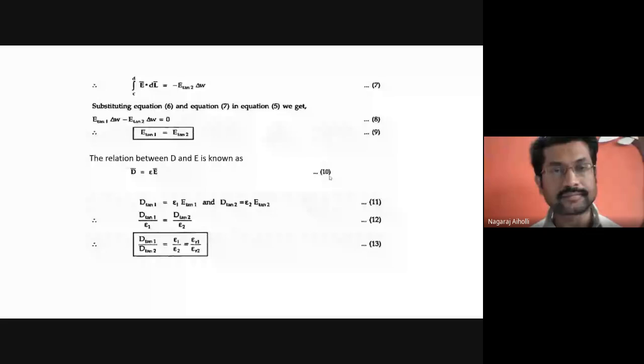If it is so, then the Gauss law applied to this surface will be the integral over the top surface plus the integral over the bottom surface plus the integral over the side or lateral surface of D bar dot dS bar is equal to Q. But the integral over the lateral surface of D bar dot dS bar is 0. Why is the integral over the lateral surface 0?